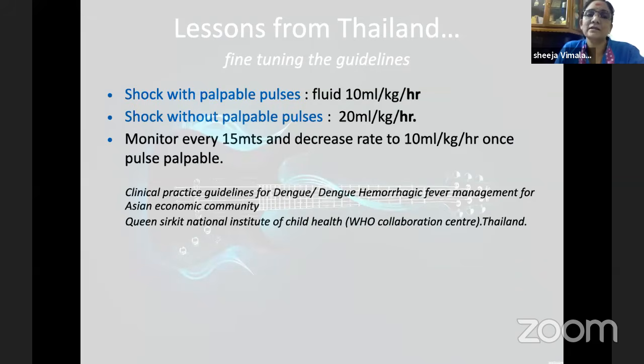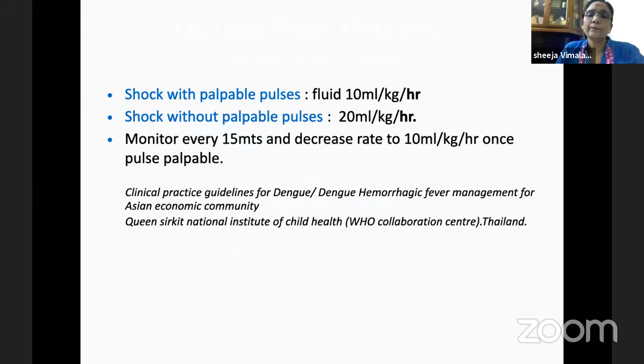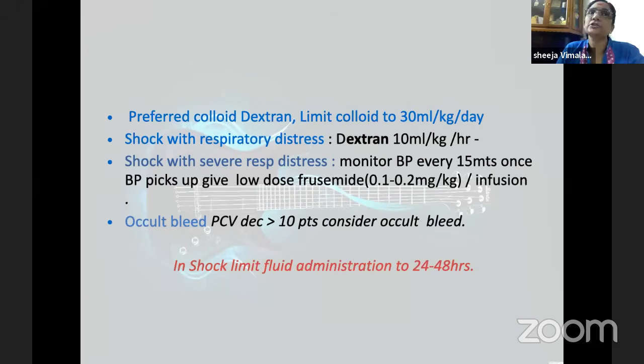So what do they recommend? If you have a patient presenting to you in shock with palpable pulses, give fluid at a rate of 10 ml per kg per hour. If you have a child presenting to you in shock with absent pulse, give 20 ml per kg per hour. Once you're giving 20 ml per kg per hour, monitor every 15 minutes. Once the pulse is palpable, decrease the rate to 10 ml per kg per hour. So we already said this, shock with palpable pulse, it is 10 ml per kg per hour. Without palpable pulse, it is 20 ml per kg per hour.